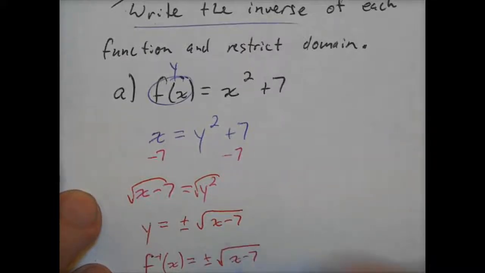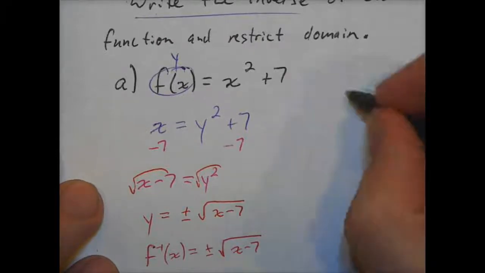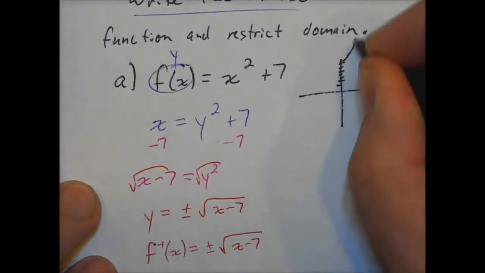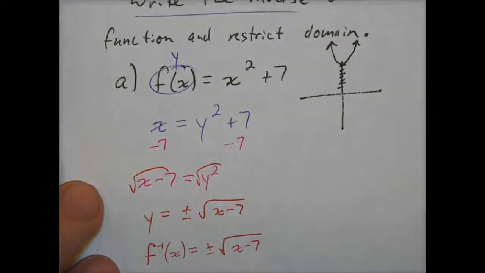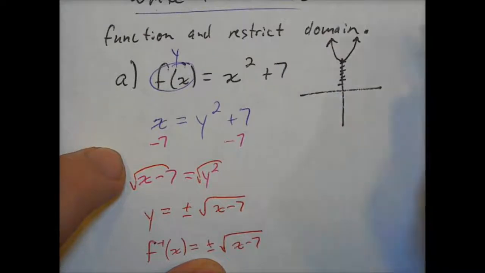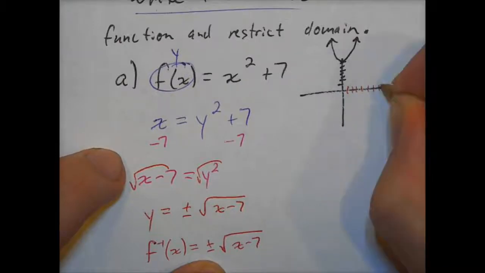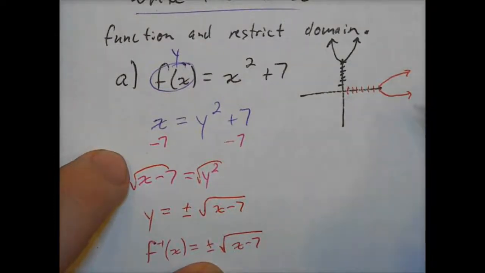So f to the negative 1 of x equals plus or minus the square root of x minus 7. Now looking at the images of these, if I graph x squared plus 7, it looks like 1, 2, 3, 4, 5, 6, 7, a parabola moved up 7. There's x squared plus 7. If I graph plus or minus the square root of x minus 7, that is a square root function moved to the right 7. So 1, 2, 3, 4, 5, 6, 7. I have the positive direction. I also have the negative, because remember, if we had the negative y's, it would flip it over the x-axis.